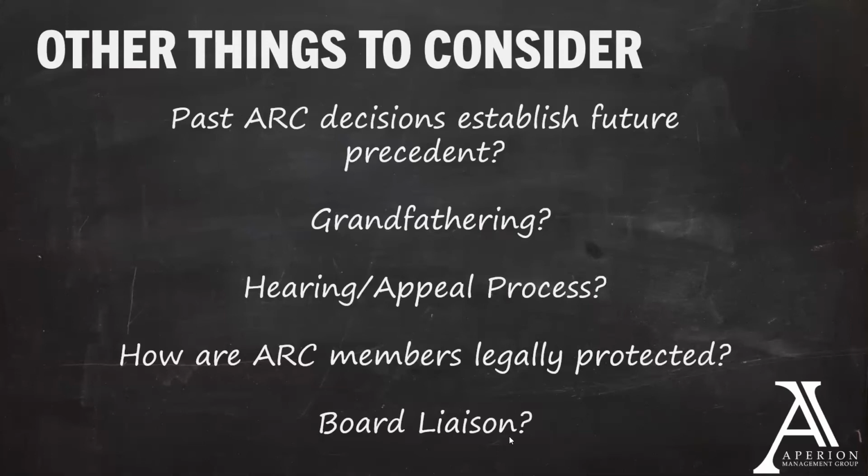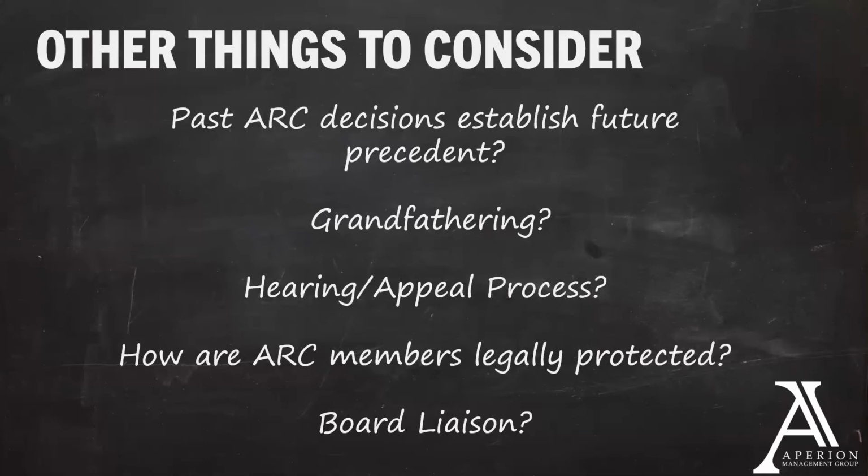The last thing to consider as you're doing all this is to appoint a board liaison to your architectural review committee. And that's pretty much exactly what it sounds like. Choosing a board member who is going to be copied and provided all of the same information that the architectural review committee is for every submittal. The difference being that they are not going to be a voting member of the committee. They're not going to weigh in with comments on the submittals.